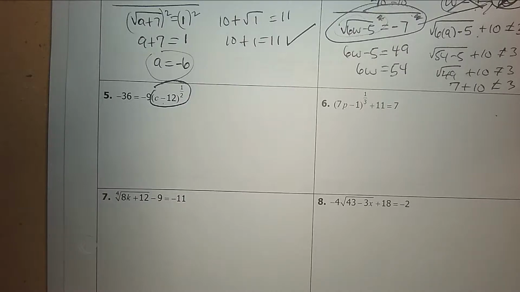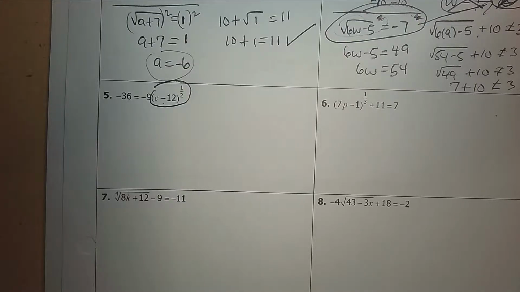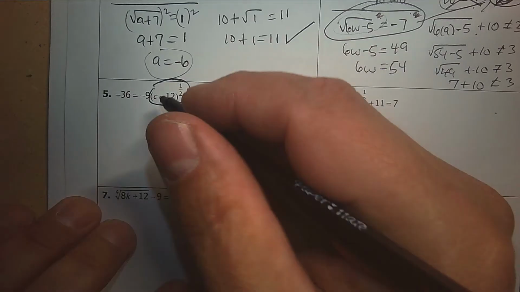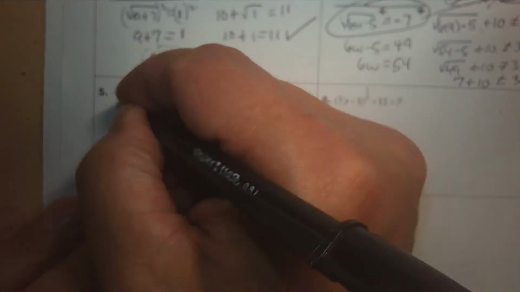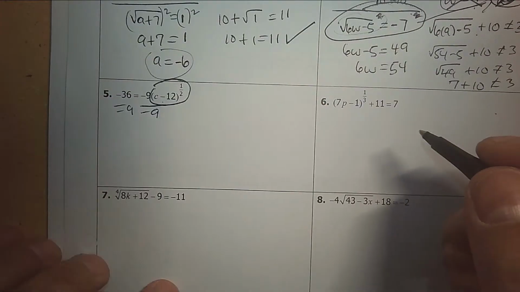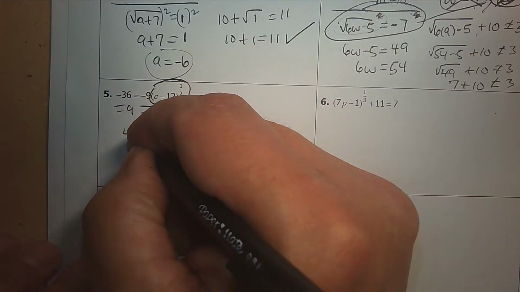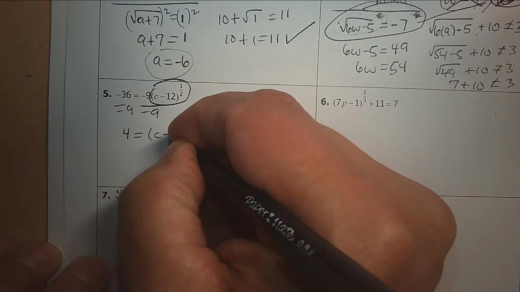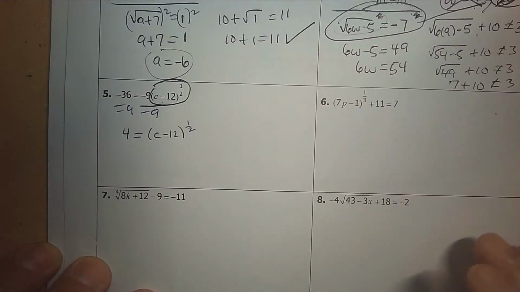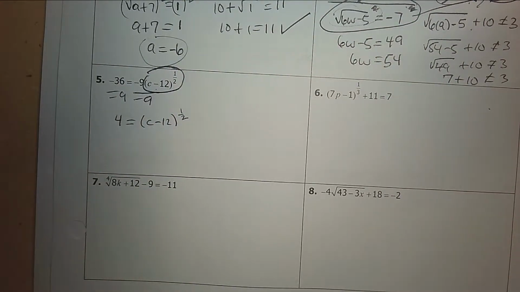No, I can keep it as an exponent, but instead, is there anything in front or behind it? Is there anything outside the parentheses that I can undo? What is it? So how do I undo it? By negative 9. So negative 36 divided by negative 9 is 4. And I have c subtract 12 to the half.